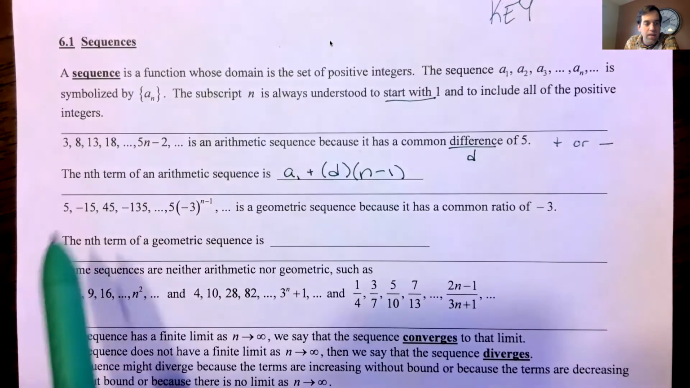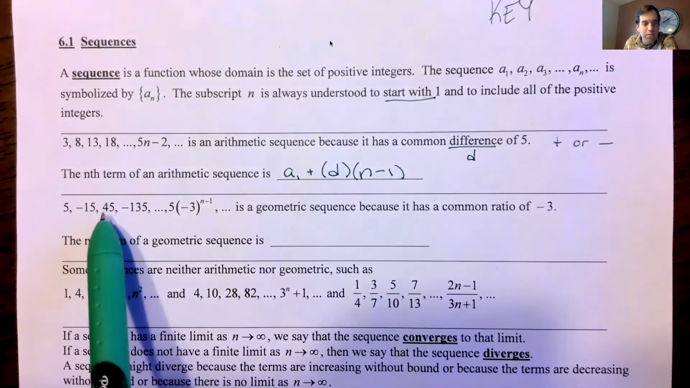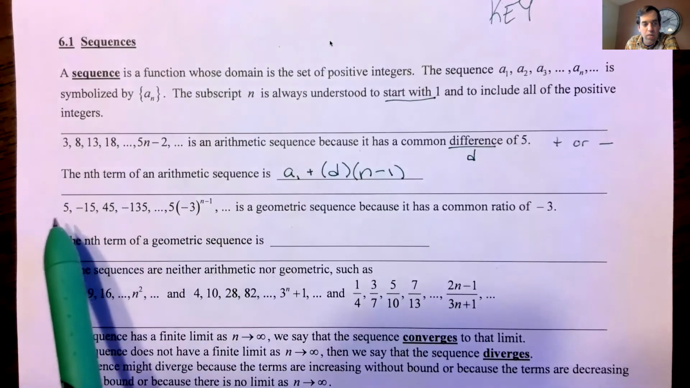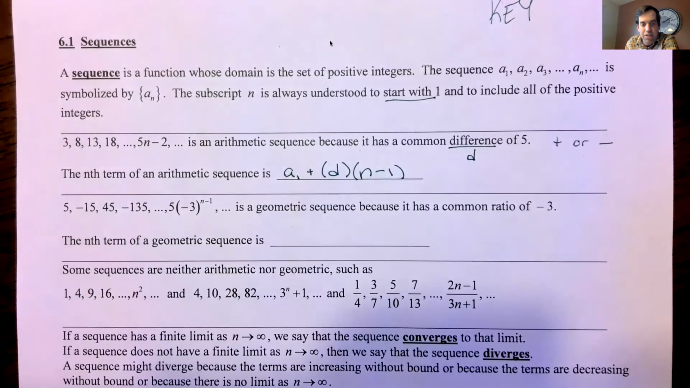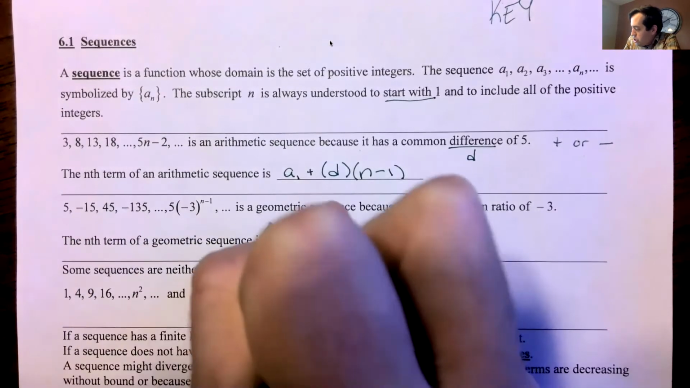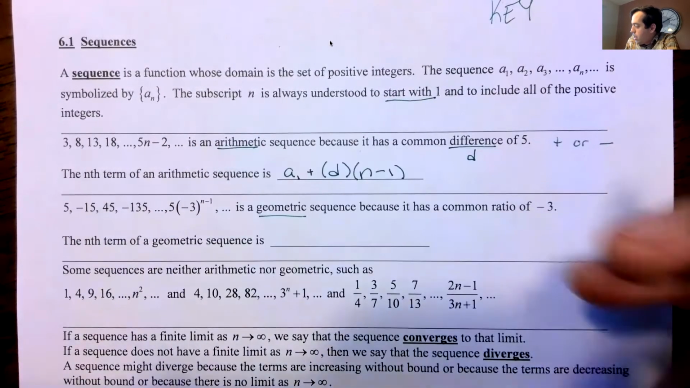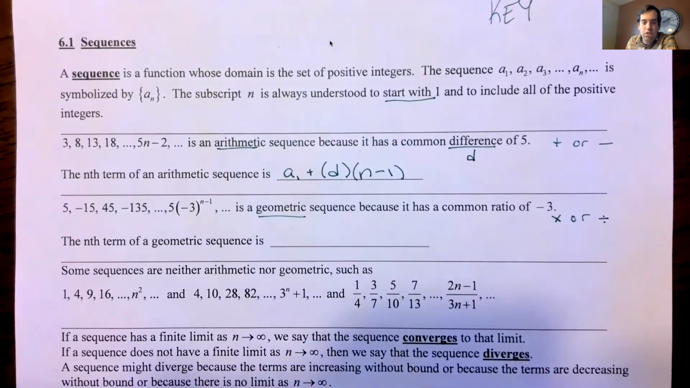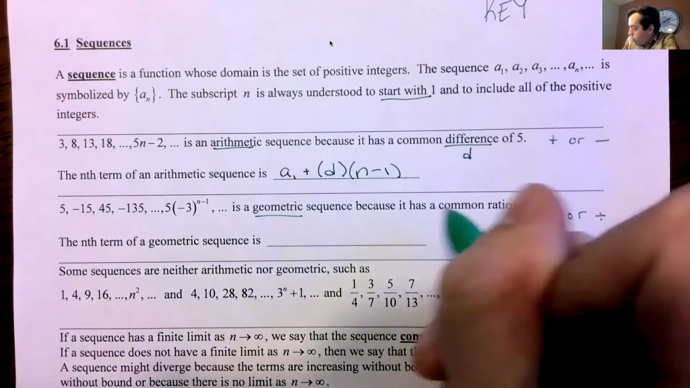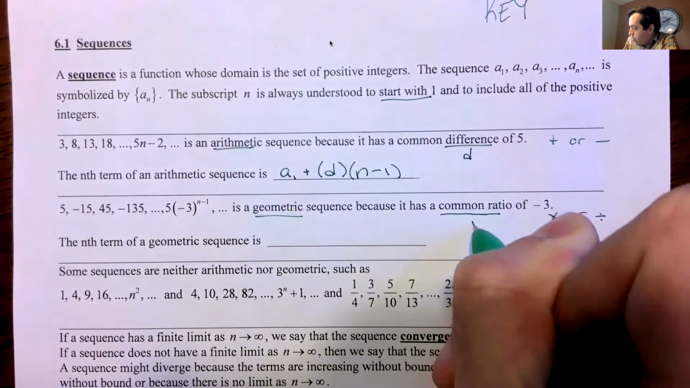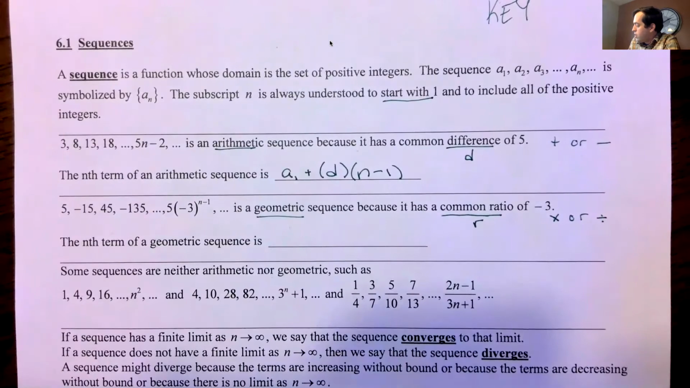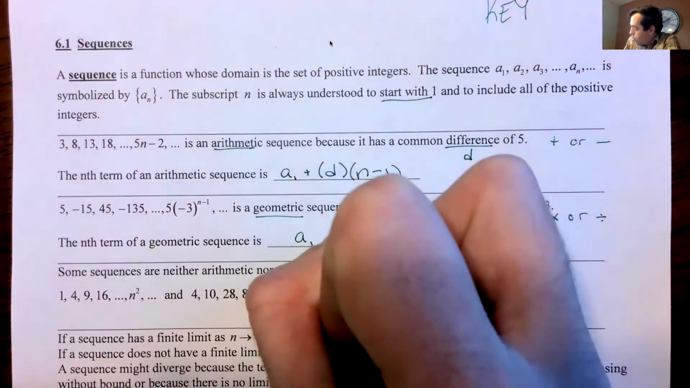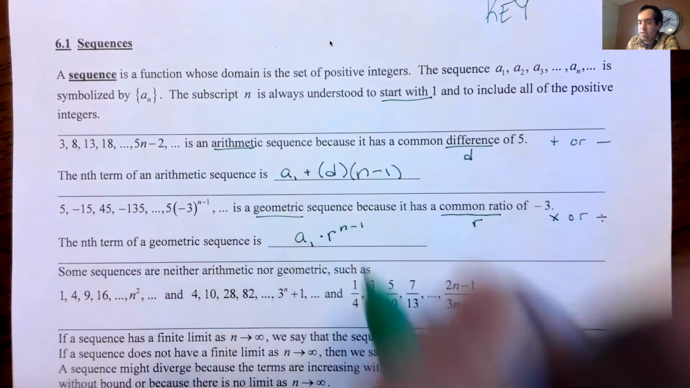All right. Next up, we have 5, negative 15, 45, negative 135, and you can probably tell that we are multiplying by negative 3 each time here, and that's called a geometric sequence. Geometric is when we multiply or divide each time, and we have this common ratio that's called r. And the nth term of a geometric sequence is just a sub 1 times r to the n minus 1.